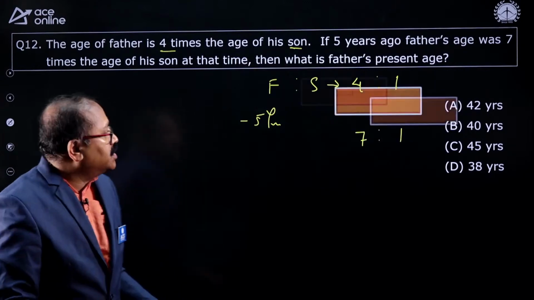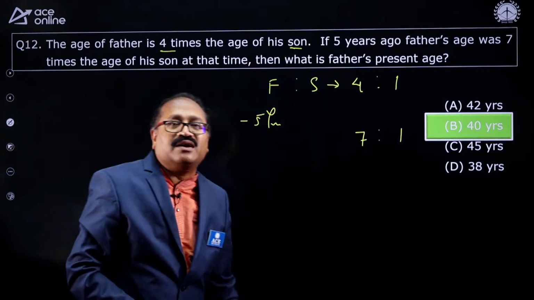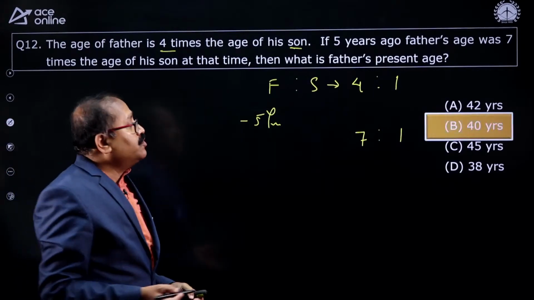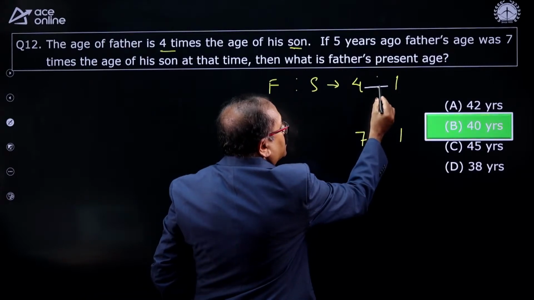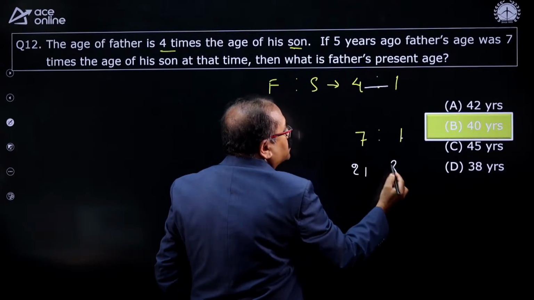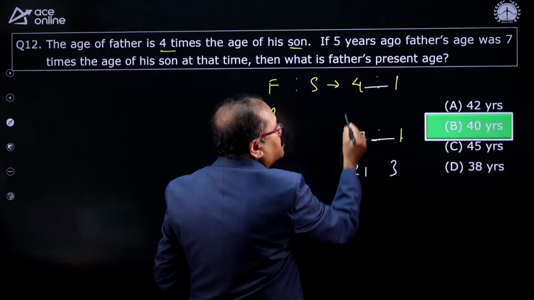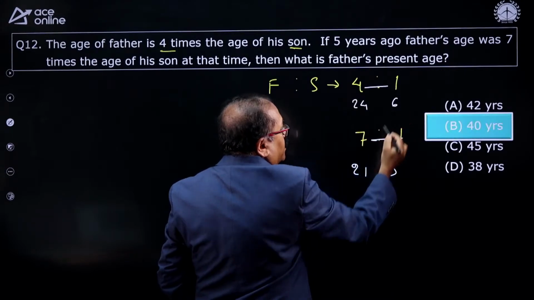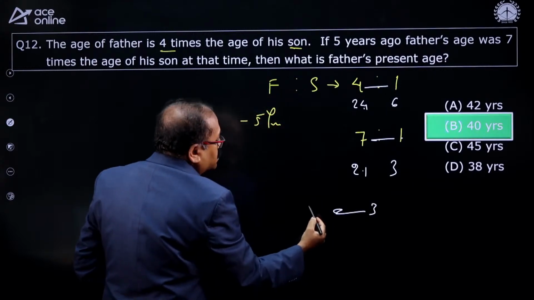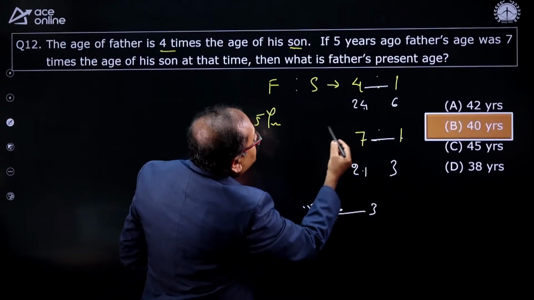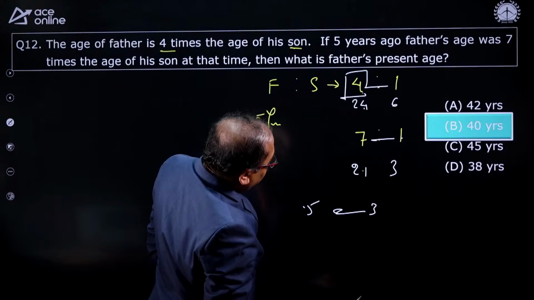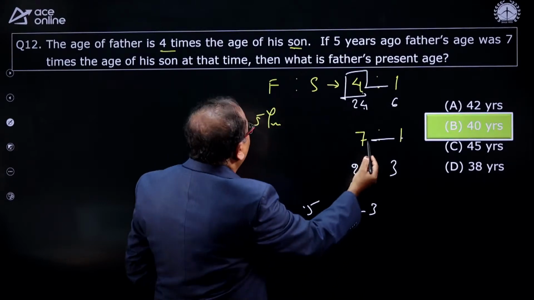Aman says 40 years, option B. That's right, Mr. Aman. You rightly answered the question because you know one fact. From here there are 3 parts. With 3, multiply this one: 7 times 3 is 21 and 3 times 1 is 3. Here the difference is 6. With 6 you multiply these two: 6 times 4 is 24 and 6 times 1 is 6. The difference from here to here is minus 3 and minus 3. When 3 parts represent 5 years, then what is the present age of the father? Father's age is 4 parts.